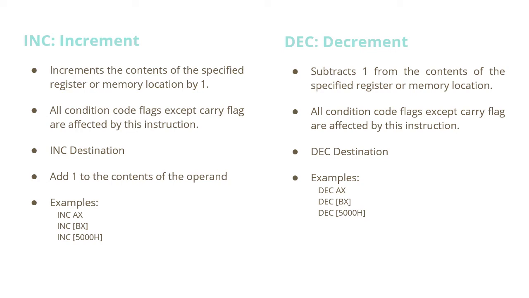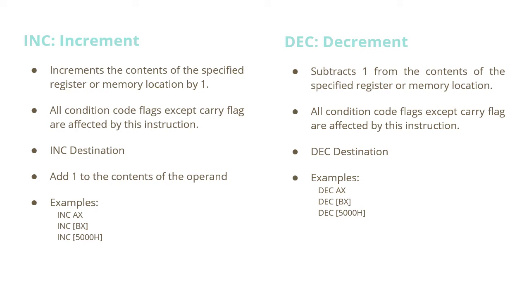Next is INC BX, which is the register indirect addressing mode. So here the data that is present at the offset specified by the BX register will be incremented by a value of 1. Next is INC 5000H, which is the direct addressing mode. Here the data that is present in the memory location 5000H is getting incremented by 1.